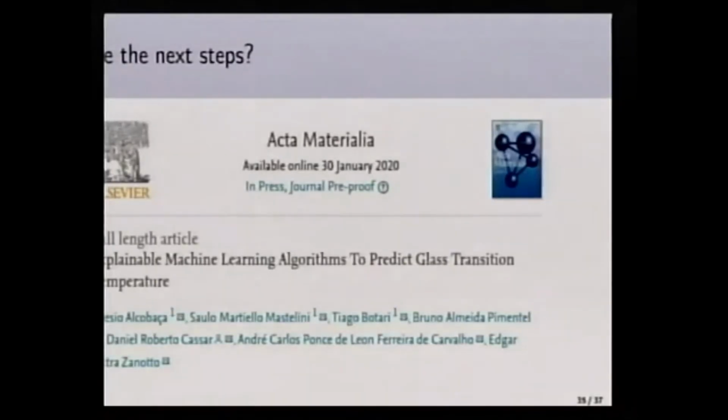So in other words, the algorithm, the computer learned something about glass. Now we want to learn what the computer learned. We want to have new insights about the final model that we got. And I'm not going to talk about this today, but this is published, so if you're curious, please check it out.